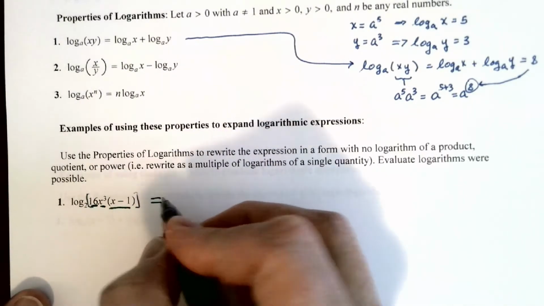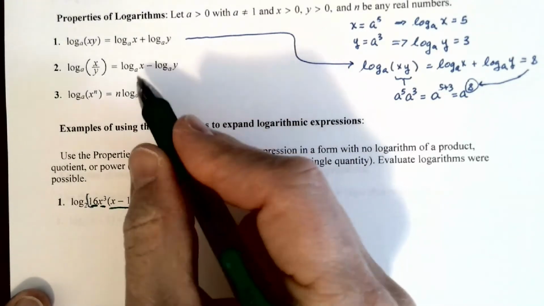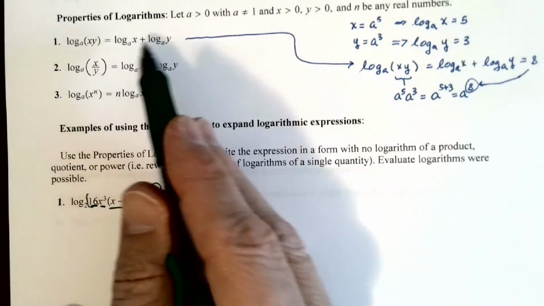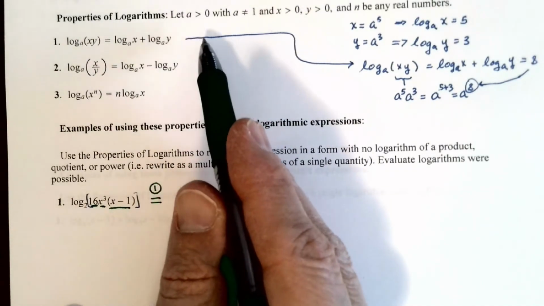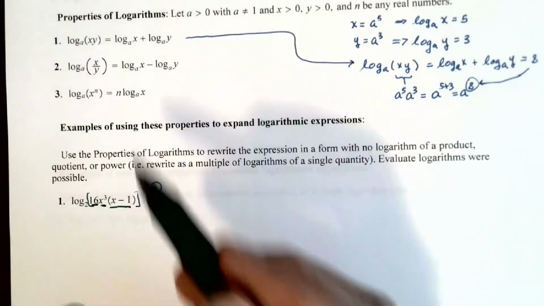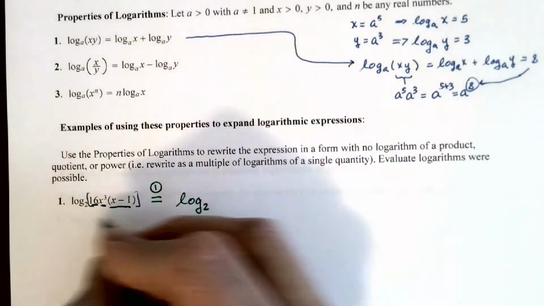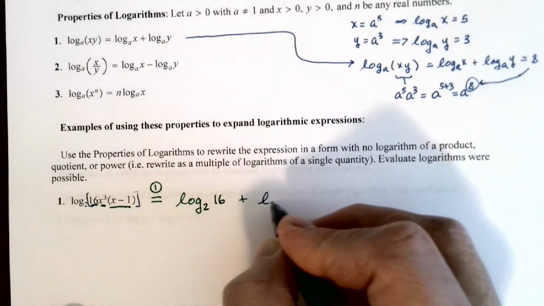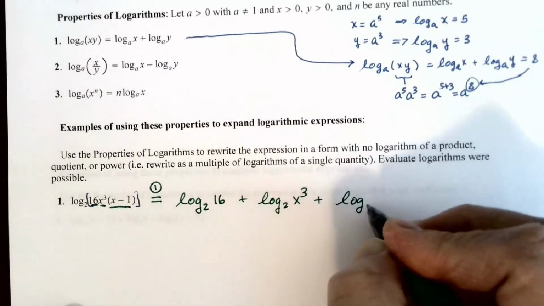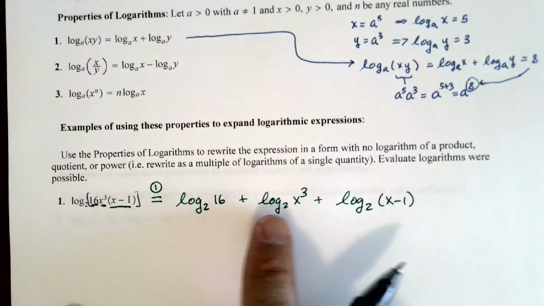So I'm going to use property number 1, and just to emphasize that, I'll put the number 1 up here, because I have the log of a product. If you had a product of three things, you would just add the logarithm for that expression. So you just keep adding logarithms if you have more than two things multiplied. Here I have three things, so this would be log base 2 of 16 plus log base 2 of x cubed plus log base 2 of x minus 1. Right? So that's using property 1.